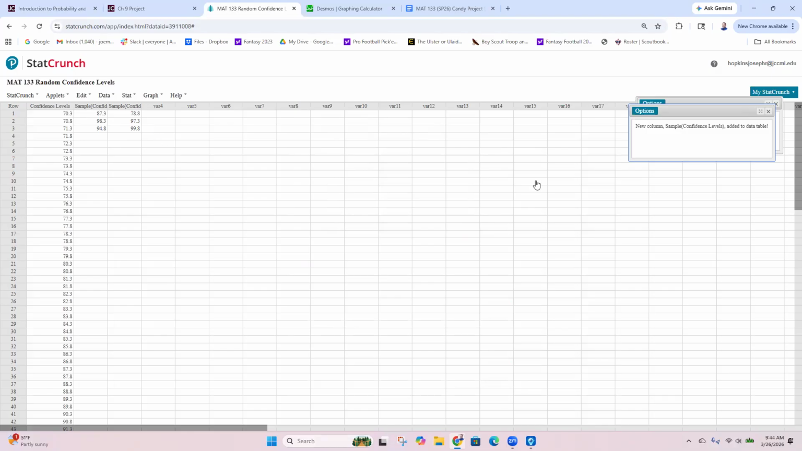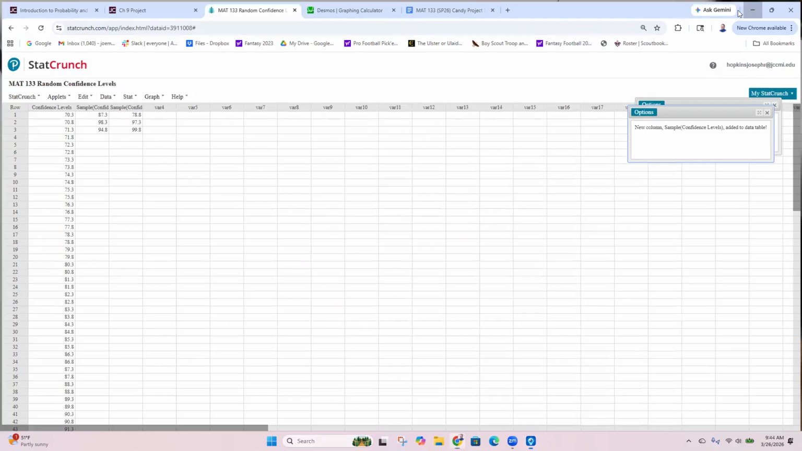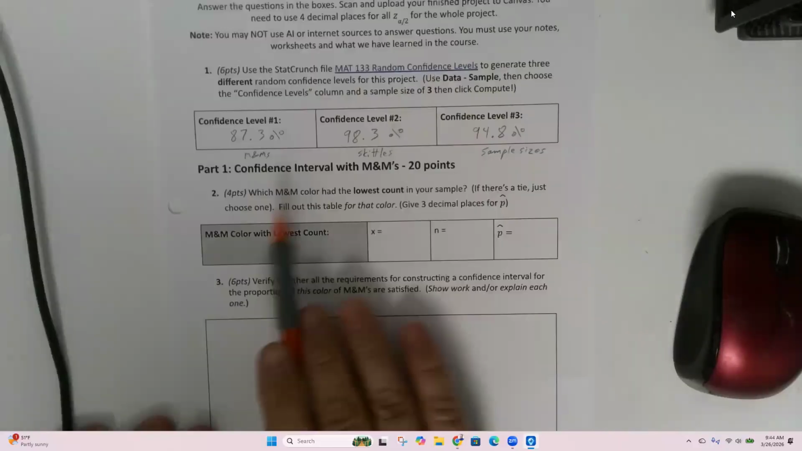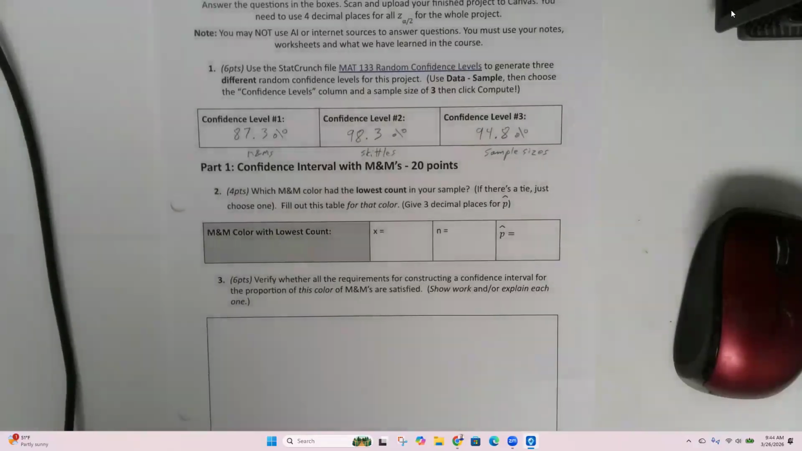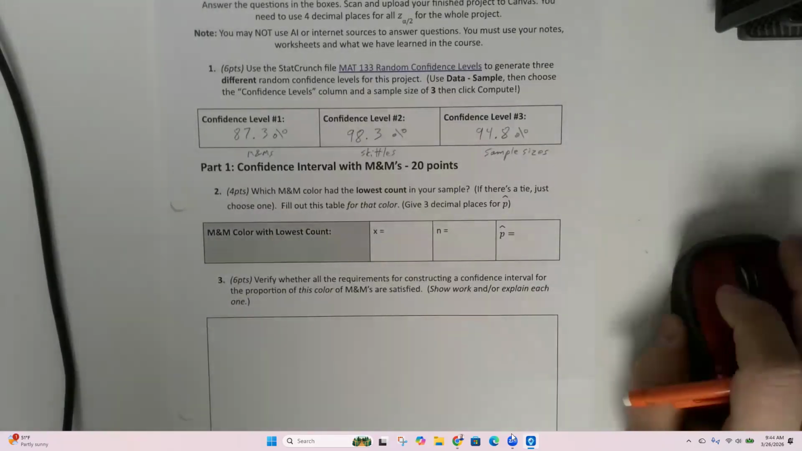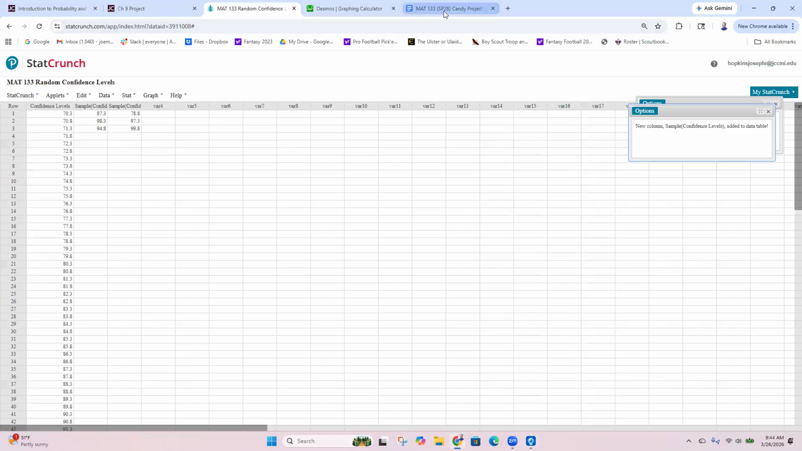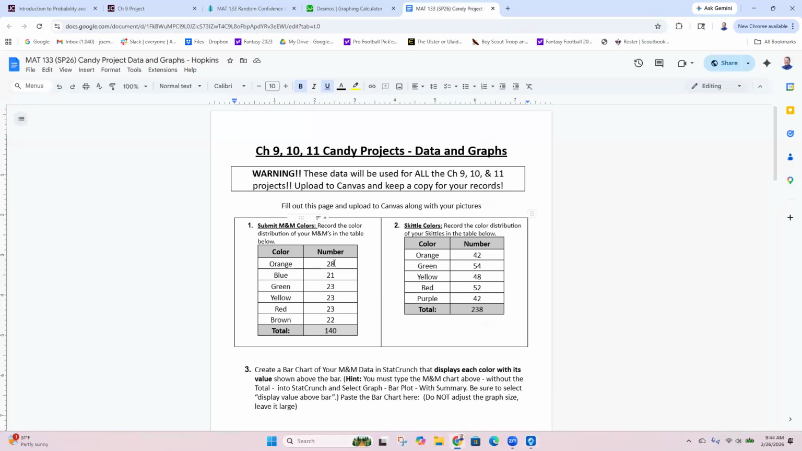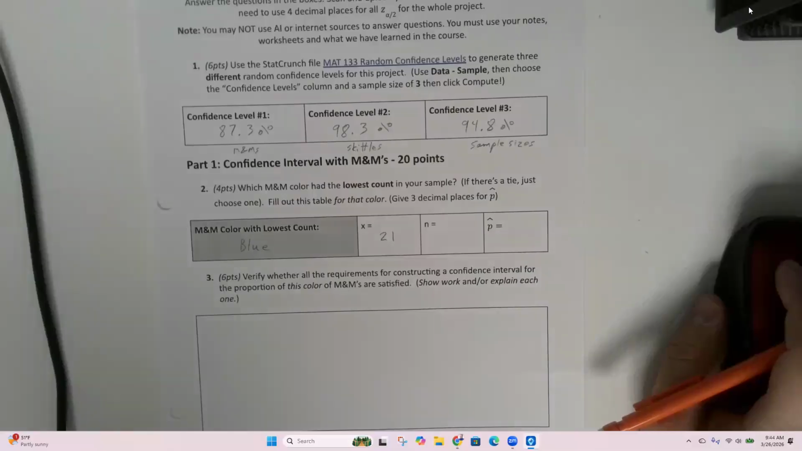All right. Once you've got those 3 and wrote them down, we're going to start with our M&Ms, okay? Question number 2. Which M&M color had the lowest count in your sample? If there's a tie, just pick one of those colors, okay? Fill out this table for that color. So that's why I need my data. So for my M&Ms, I had blue was my lowest. I had 21 blue.